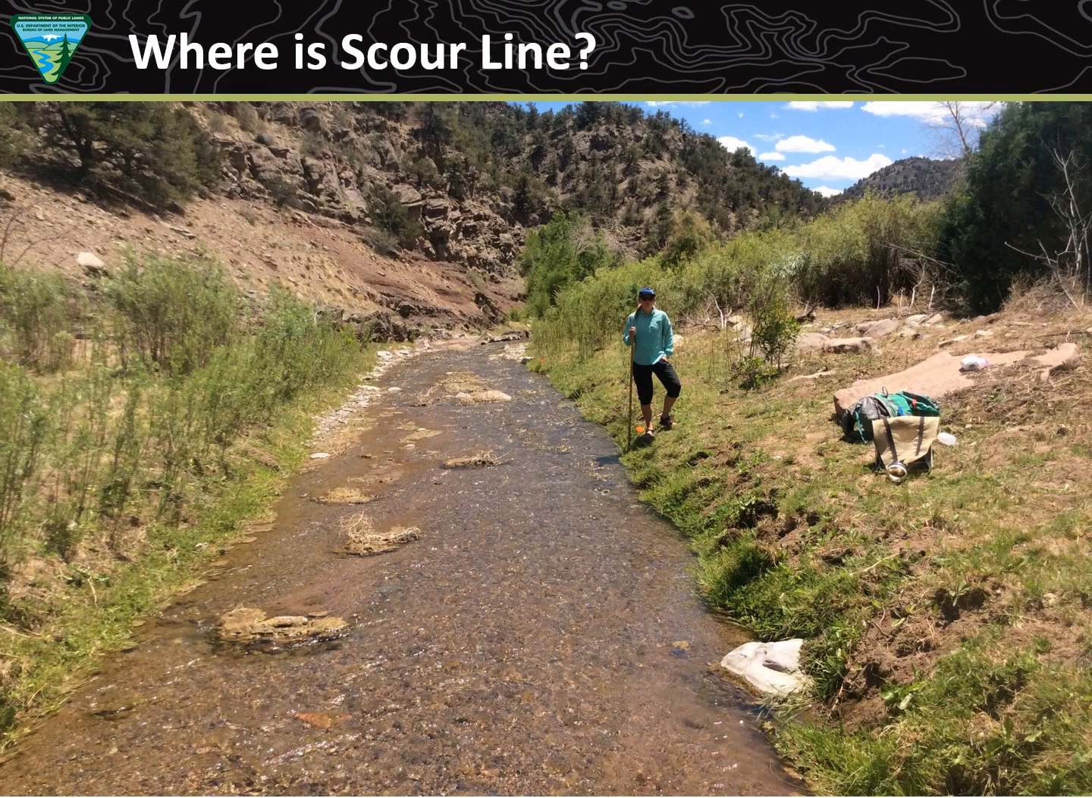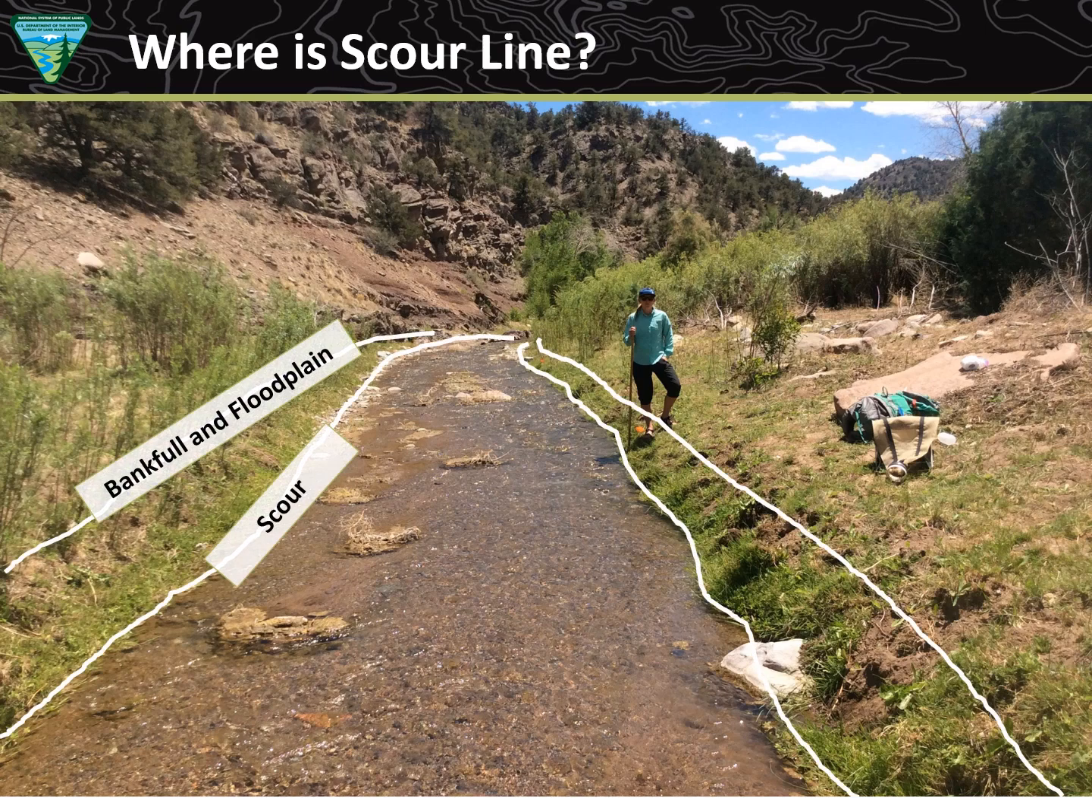Can you identify scour line in this system? How about Bankfull and Floodplain? These features are located here.